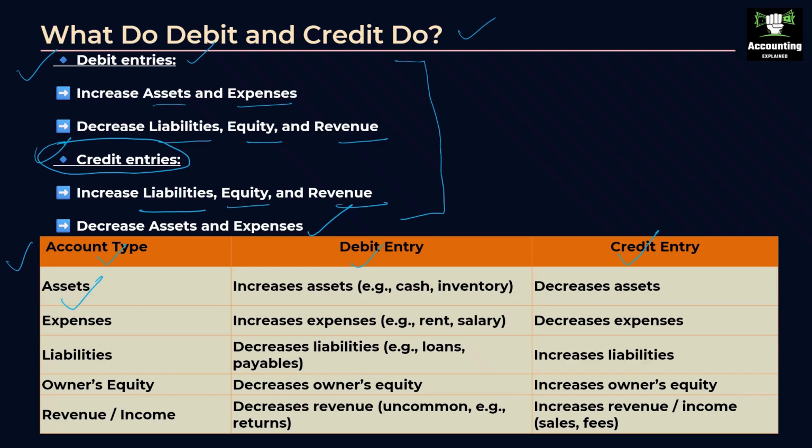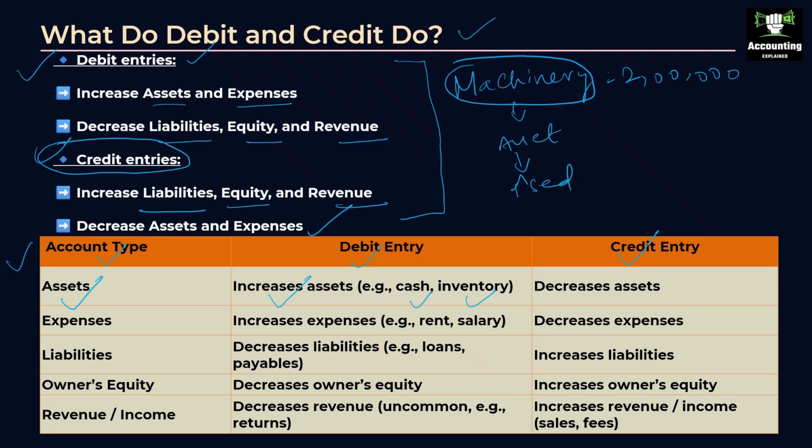First, let us take assets. When there is increase in assets, example cash, inventory, etc., we are going to debit it, or else we are going to pass debit entries. Suppose for your business you are buying machinery worth rupees 2 lakhs. It means your asset value is increased. So when the asset value is increased, you have to pass debit entries, right? So machinery account will be debited.